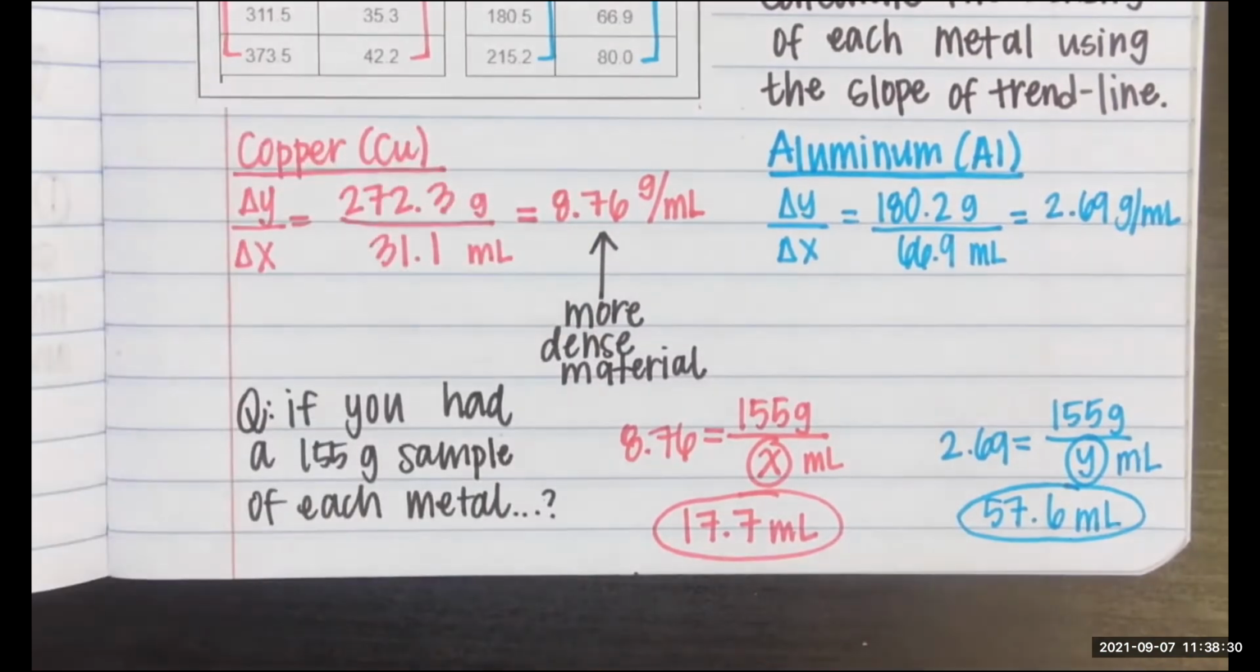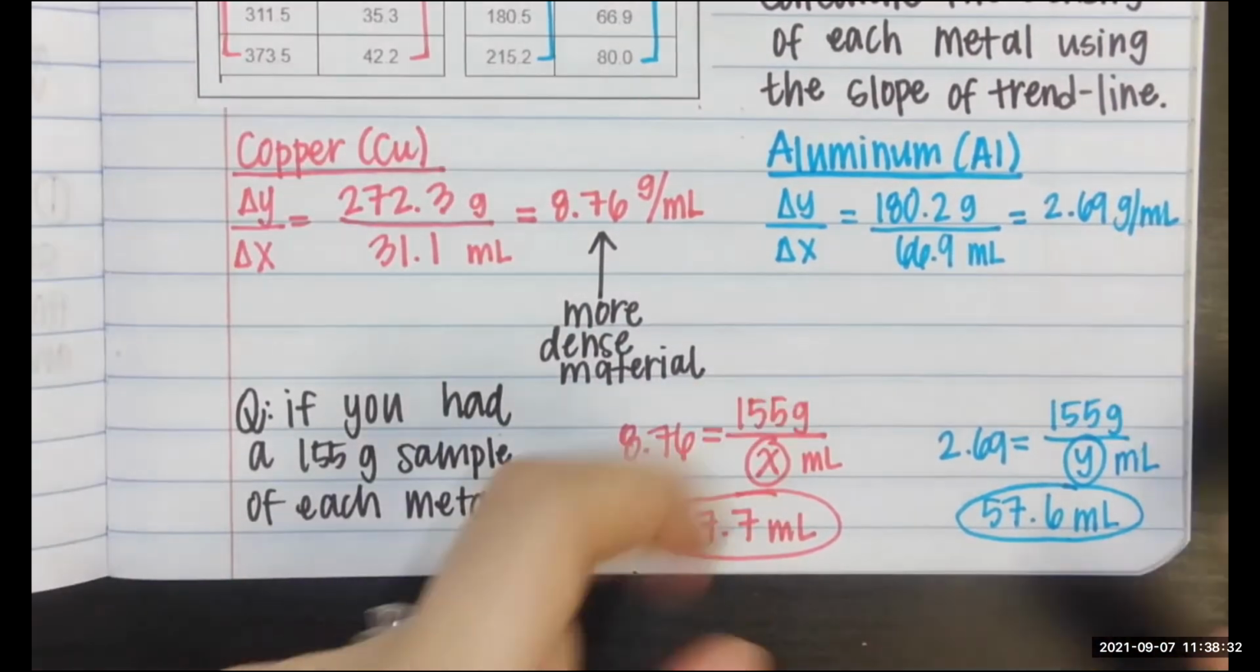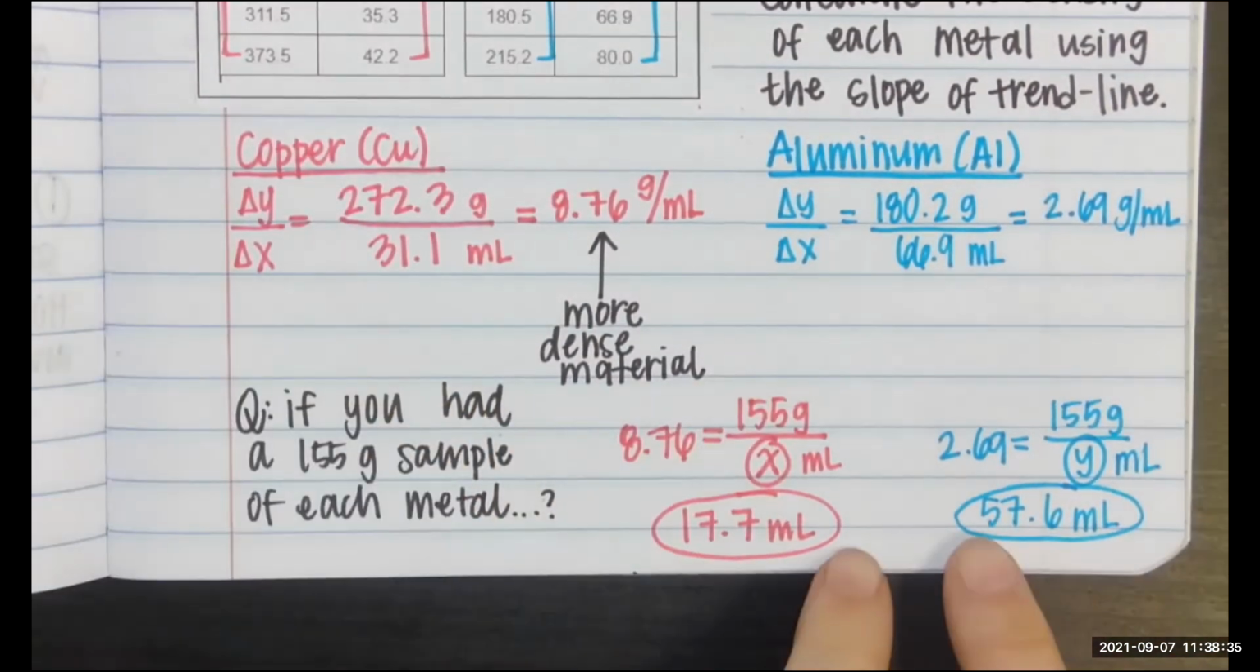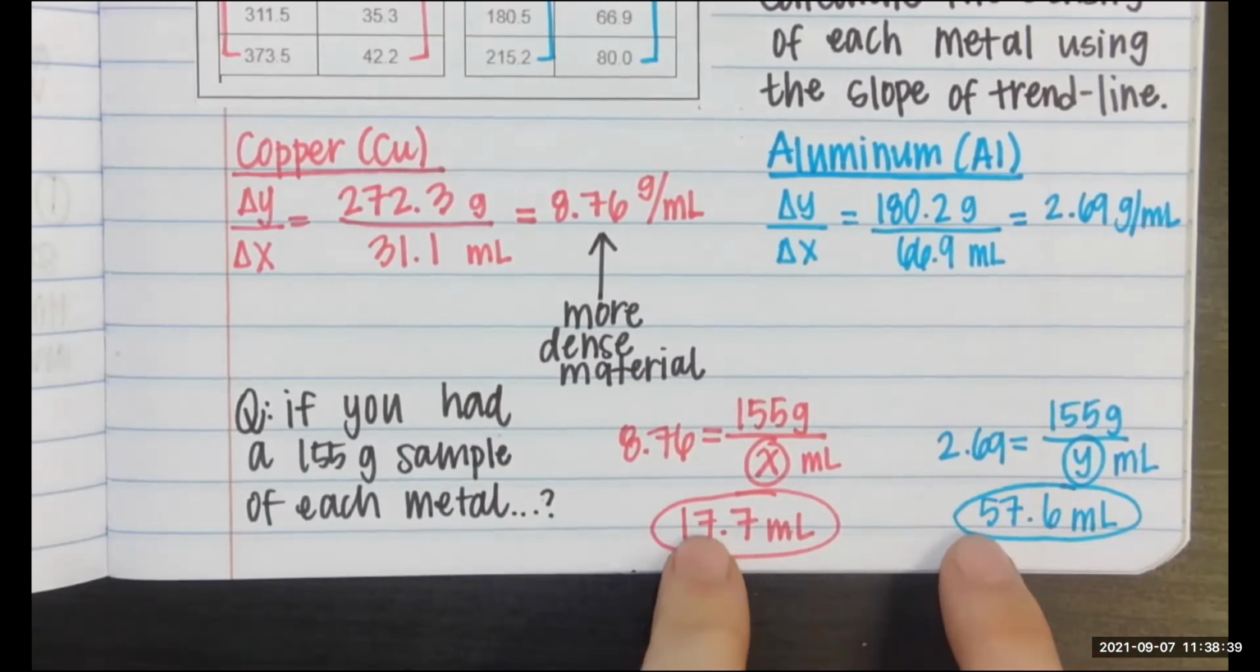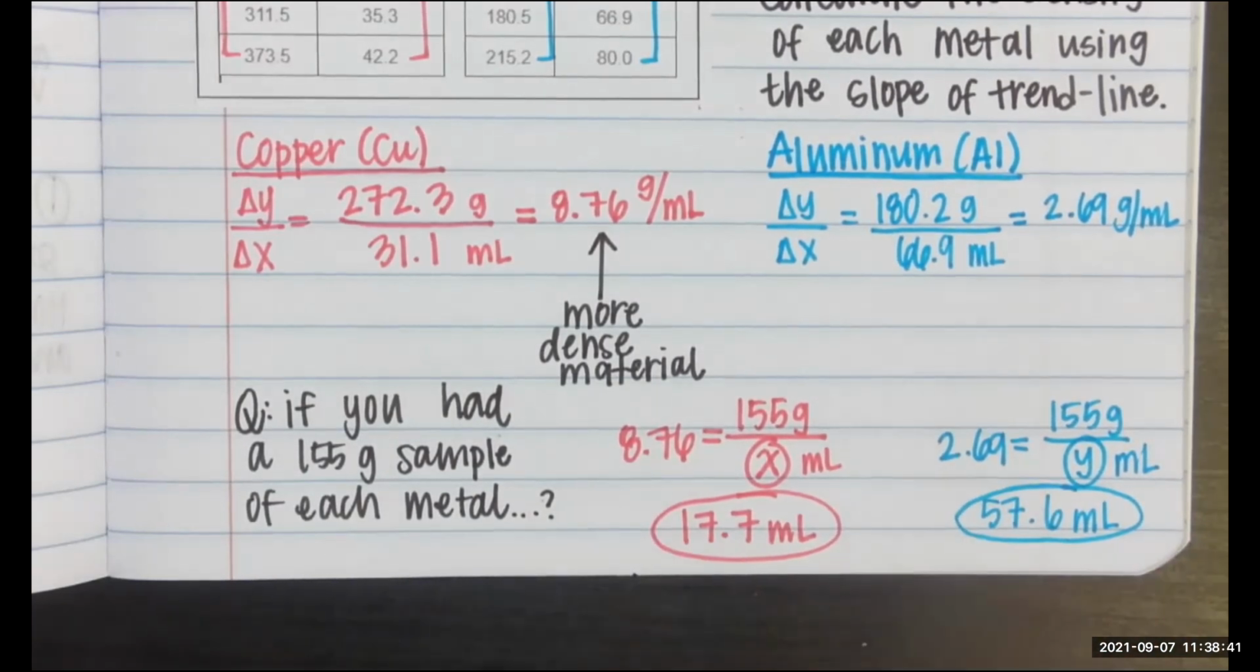So even though they weigh the same on the scale, 155 grams, this one's going to take up so much more space than this one because of the densities, right? This is a more dense material. This is a less dense material.